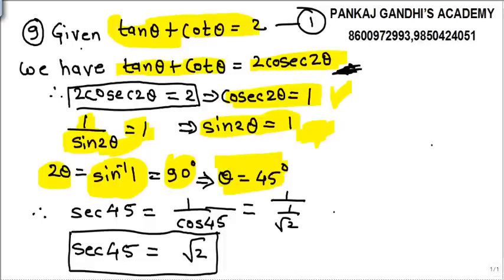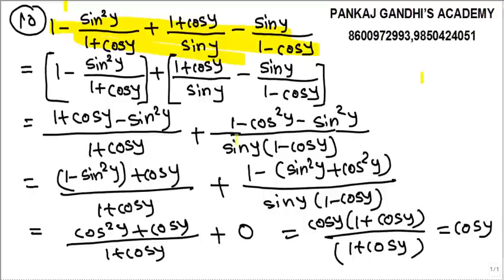As we got the value of theta, we can find any value, sin theta, cos theta, tan theta. Here we only have to find the value of sec theta. So sec theta is nothing but sec 45. Finally, the answer is sec theta equals root 2, because sec 45 is equal to root 2. That's why sec theta equals root 2. This is the answer.